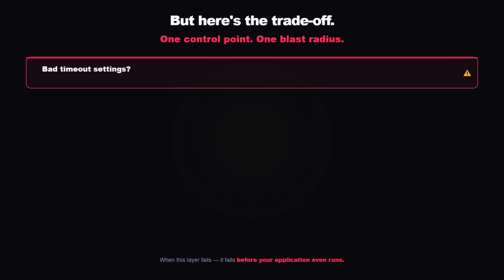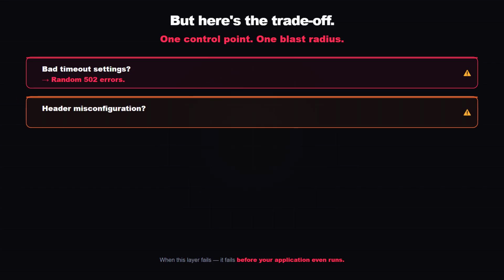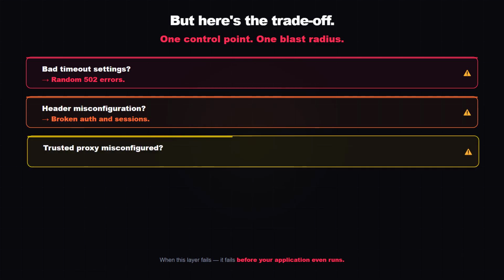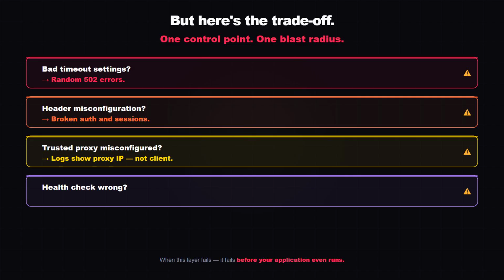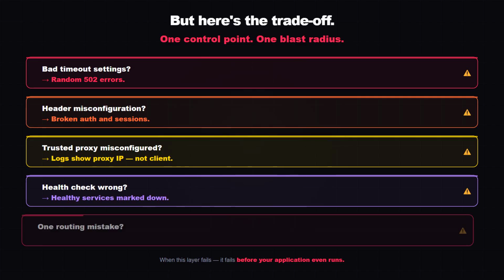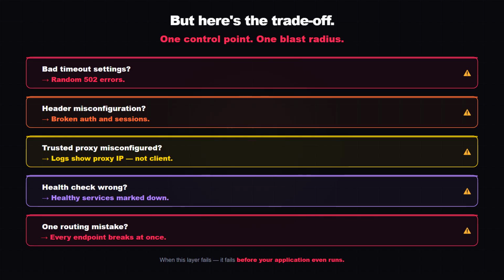Bad timeout settings, random 502 errors, header misconfiguration, broken authentication and sessions, incorrect trusted proxy settings. Your logs show the proxy IP, not the real client. Health check misconfiguration, healthy services get marked as down. And one routing mistake can break every endpoint at once.